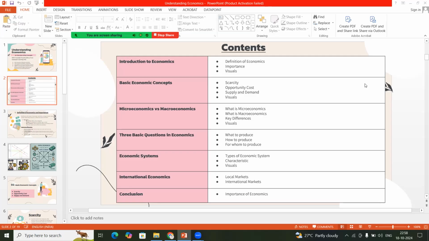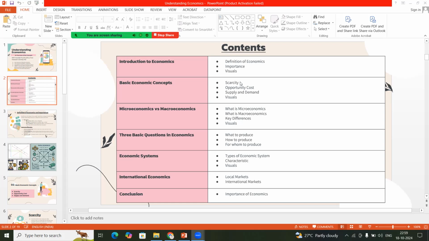Good evening. So today we will understand the concept of economics. What is economics? Before going into the depth of the concepts of economics, we have to understand the meaning of economics first.